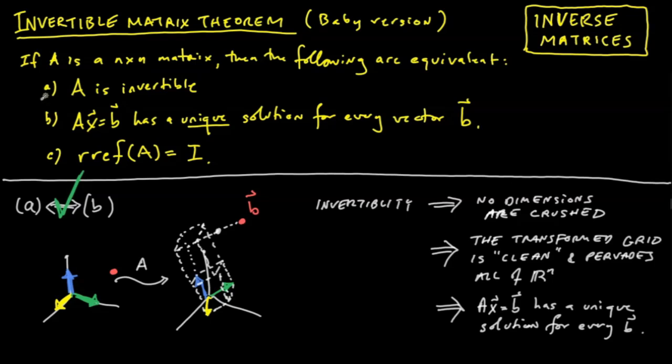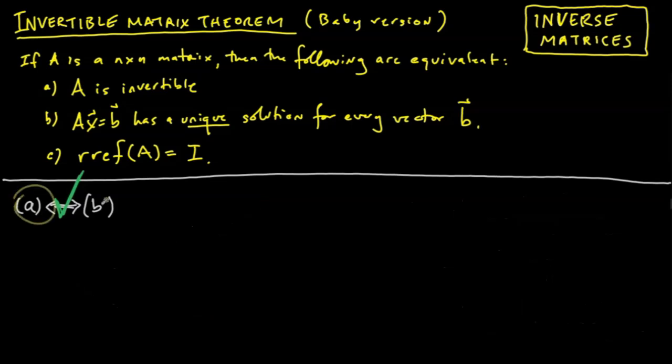Okay, so we've made progress. We understand that these first two statements are equivalent to one another. And that means that we can think about statements A and B as a single unbreakable package. If you have one condition, you get the other one. If you don't have one, you don't have the other. They stand or fall together.